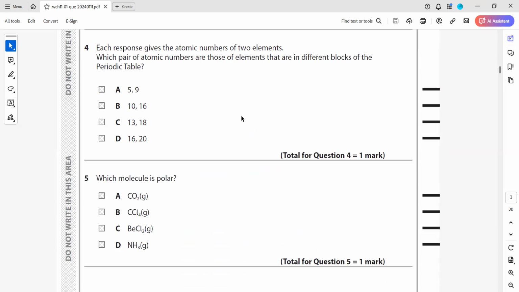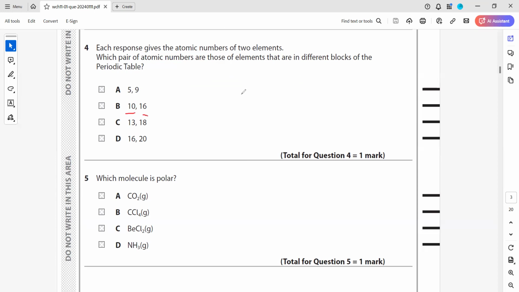Each response gives the atomic number of two elements. Which pair of atomic numbers are those in different blocks of the periodic table? So this is giving atomic numbers. When you write the configuration for 5, 5 protons are there. So it will be 1s2, 2s2, 2p1. And for 9, 1s2, 2s2, 2p5. So both are p block elements. The last electron is in the p subshell.